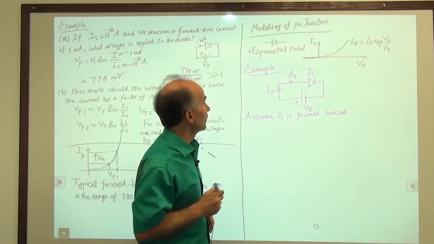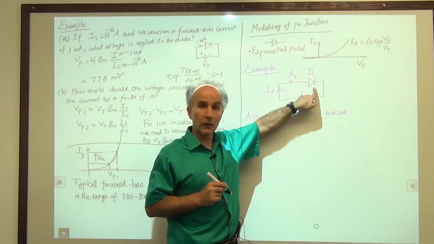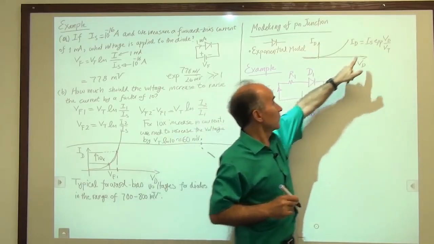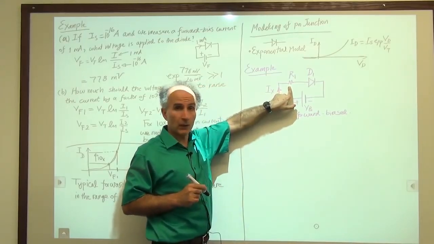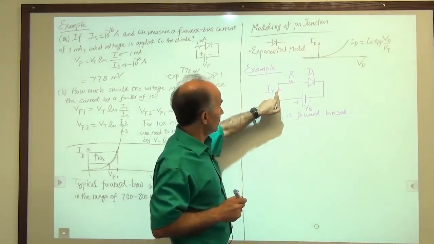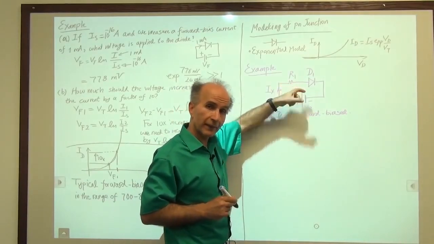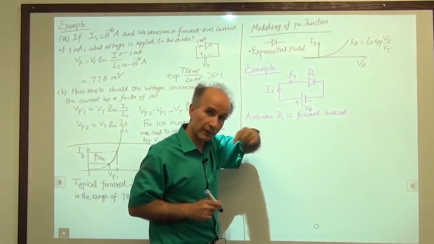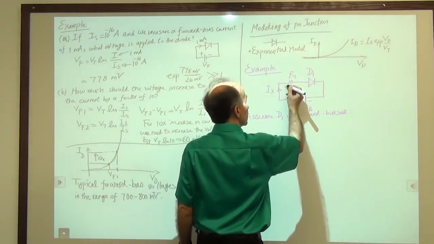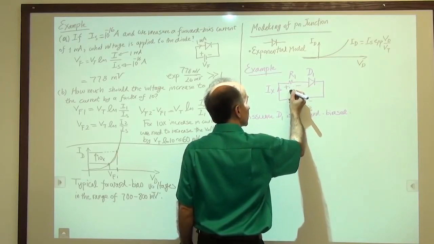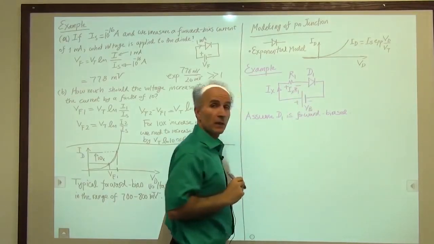Well, we cannot write Ohm's law for the diode. The diode is governed by this equation, not by Ohm's law. But the resistor is governed by Ohm's law. So if this current is called Ix and it flows through R1 from left to right, it generates a voltage across R1 according to Ohm's law. So there will be a voltage from here to here equal to Ix times R1.